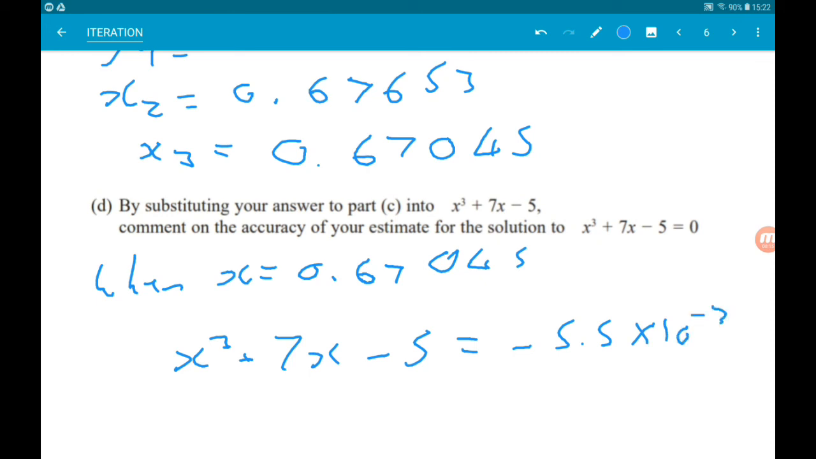Now that means then minus 0.0055. Now that is a very small number, which is why the rest of the decimals don't really matter. So it's a very small number, it's very close to 0, which is what we wanted. Therefore, we would say our solution is quite accurate and reliable.